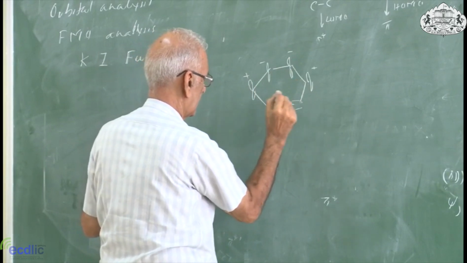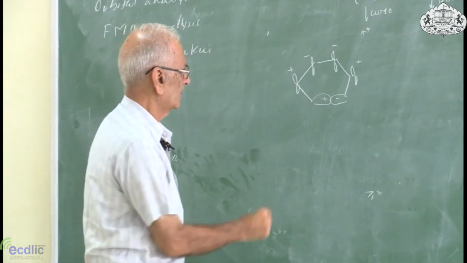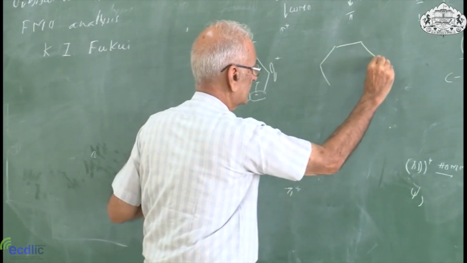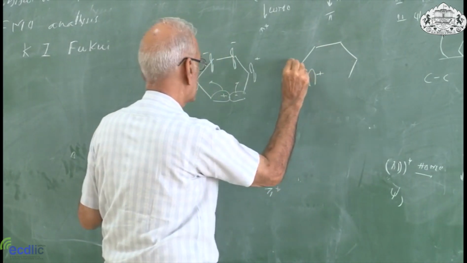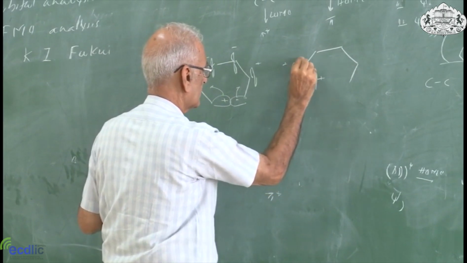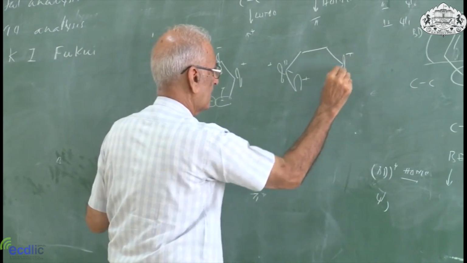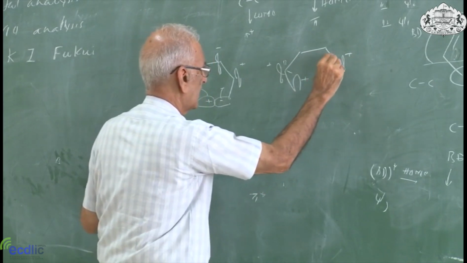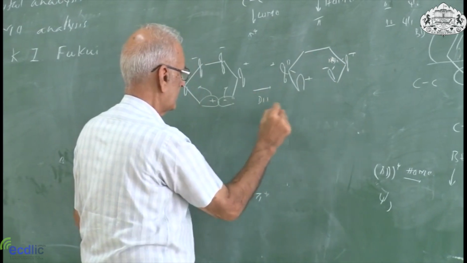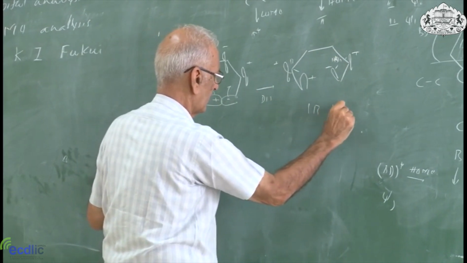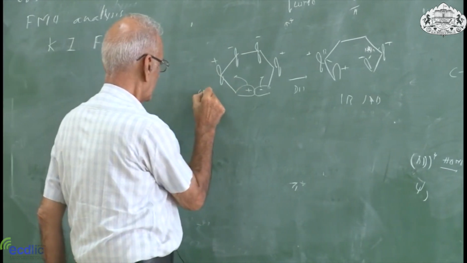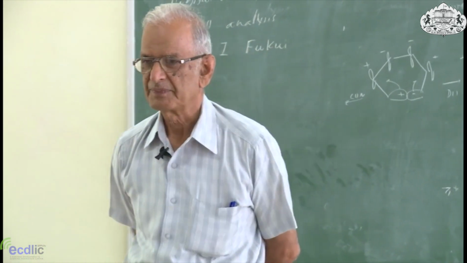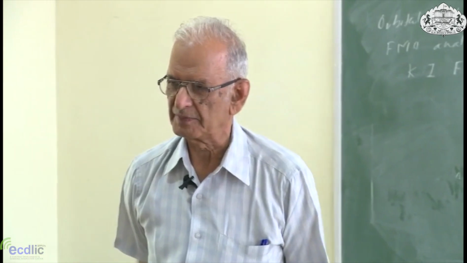Plus and minus. Open it in disrotatory manner. This is plus, this is plus, so this is bonding. This is plus, this is minus, so this is anti-bonding. Disrotatory gives me one bonding, one anti-bond. Conrotatory will give me two bonding or two anti-bond. Therefore, conrotatory is allowed.